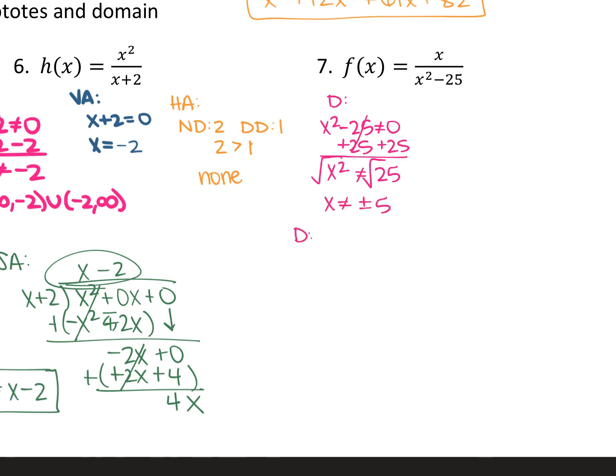So the interval notation for your domain on this one is from negative infinity to negative 5, with a union from negative 5 to positive 5, with a union from 5 to infinity. Your vertical asymptotes. Take the x squared minus 25, set it equal to 0, and solve. That gives you that x is equal to plus or minus 5.